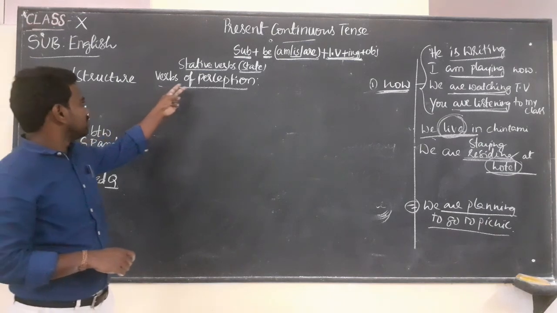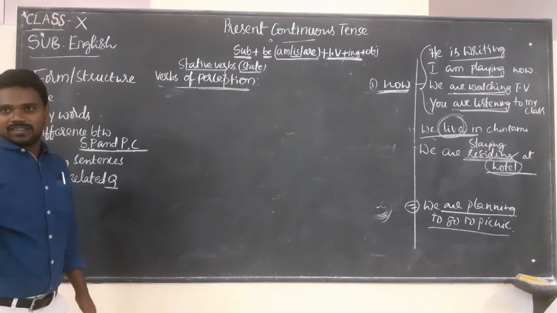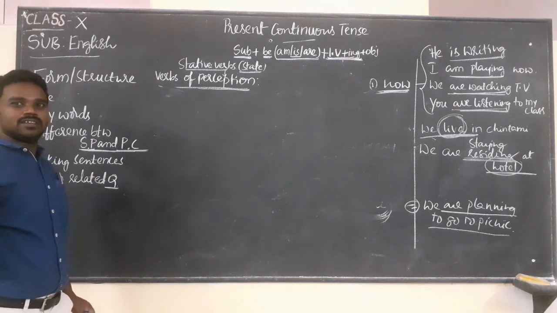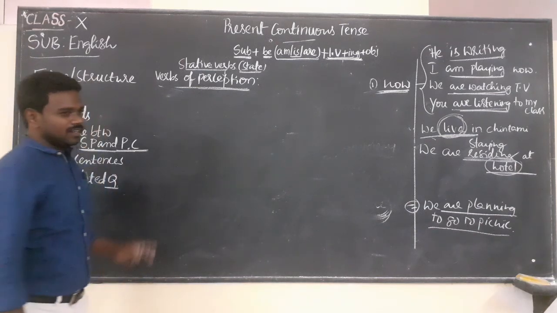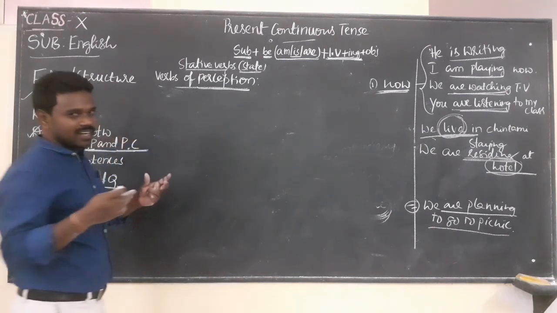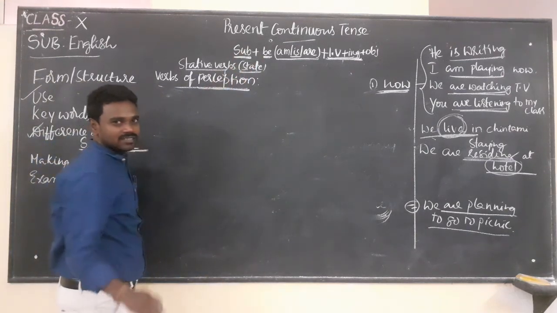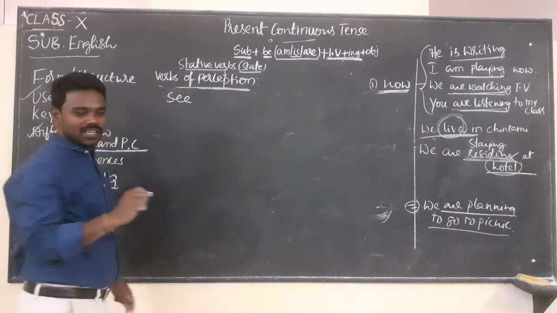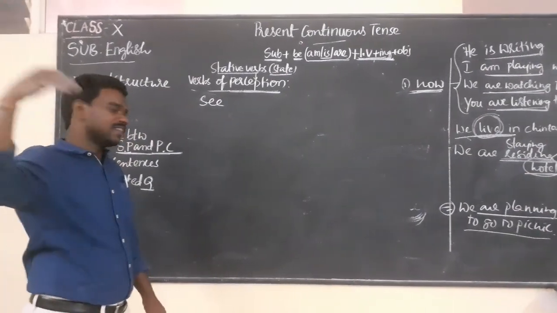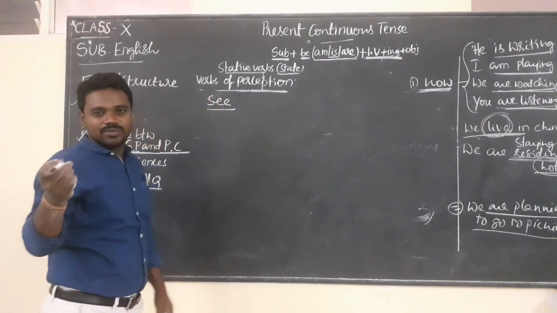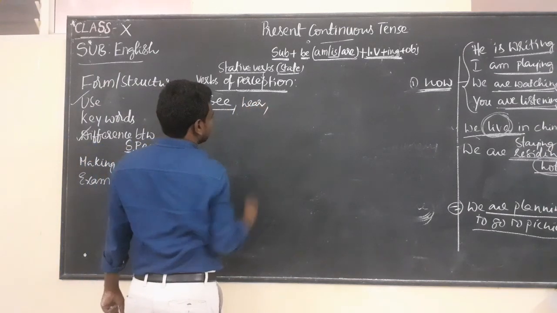Now let us look at those verbs. Some stative verbs are related to perception. Perception means the way you perceive. For example, when you see scenery, you feel that it is beautiful. That is your perception, the state of your mind. When you talk about the state of your mind, we should not use those verbs in present continuous. We should not say "I am seeing you" or "I am seeing scenery." We say "I look at the scenery," "I see you," "I hear you."